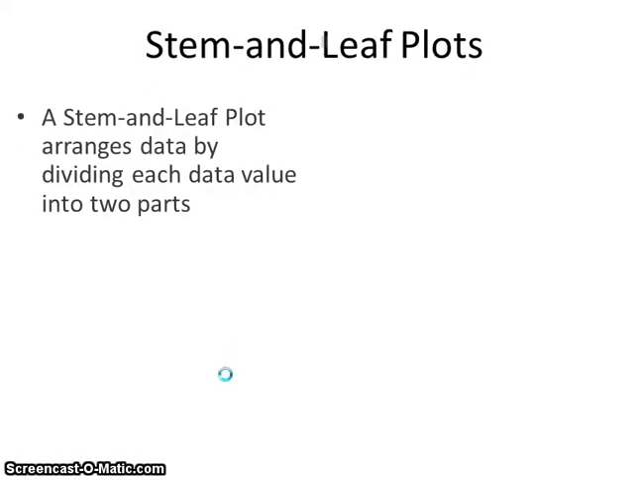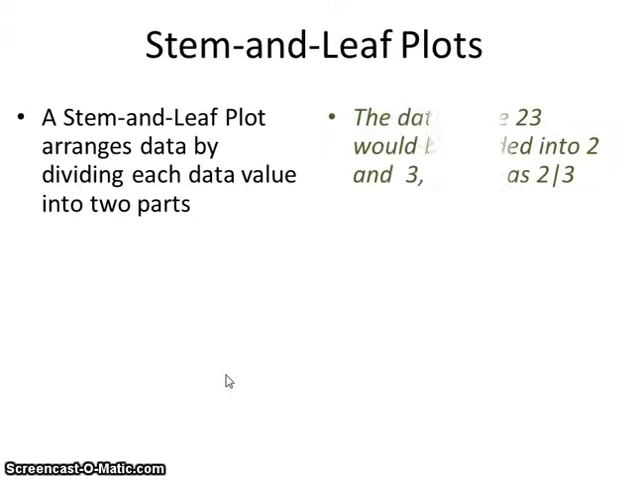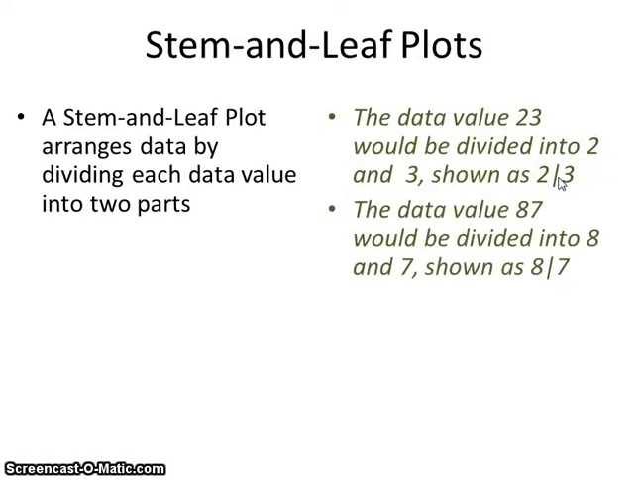Stem and leaf plots. What is a stem and leaf plot? Well, a stem and leaf plot arranges data by dividing each data value into two parts. For example, the data value 23 would be divided into 2 and 3 as shown as 2 vertical bar 3. That is your first blank in your notes, so please fill that in, 2 vertical bar 3. Another example, the data value 87 would be divided into 8 and 7 as shown as 8 vertical bar 7.